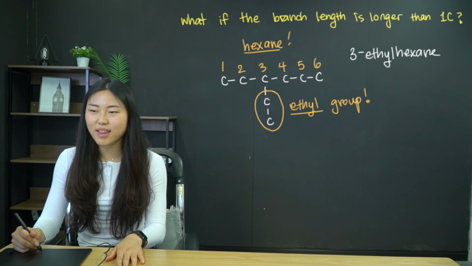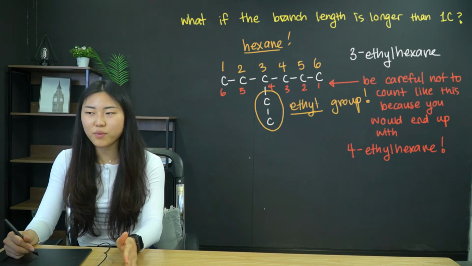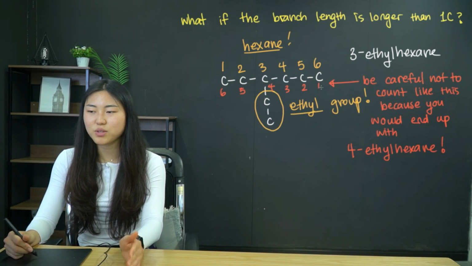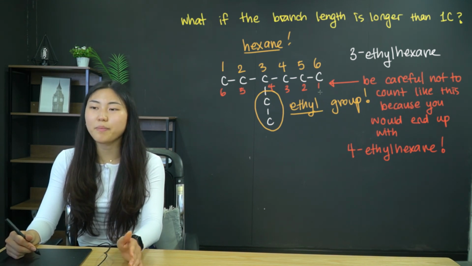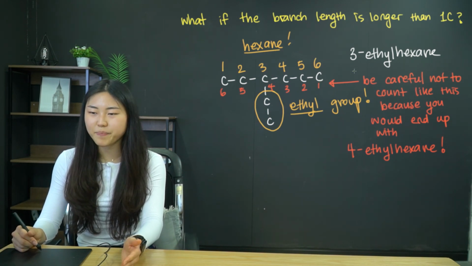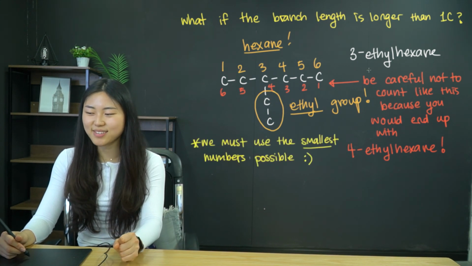So yeah, that is, I think, it. And I wanted to tell you to be careful not to count from the right, because if you do this, you would end up with 4-ethylhexane. But we want to make the name so that we have the smallest numbers possible, right? Yeah, so that was the last thing I wanted to mention, I think.